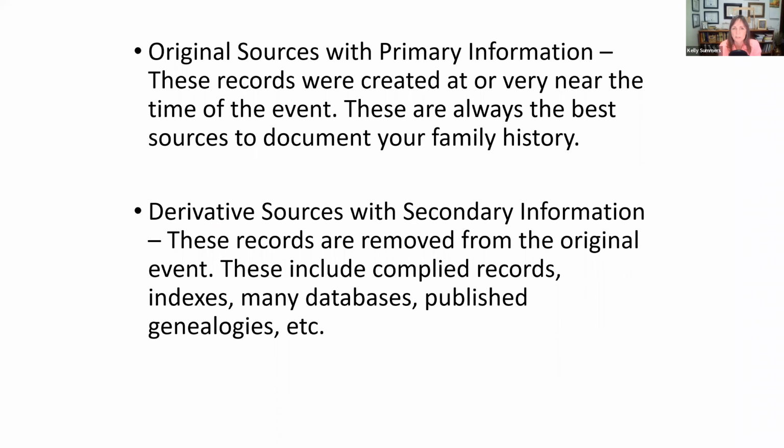We ideally want original sources with primary information. They are records that were created at or near the time of the event, and they were created by an eyewitness to the event. So these are going to be the most accurate. Derivative sources with secondary information are less reliable. And so we can use these sources, but we always would like to get back to the original. If we're looking at a database or an index, we always want to look at the original record to see if there's more information or if it's more accurate.